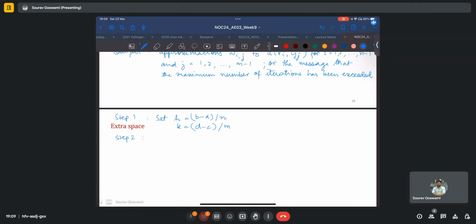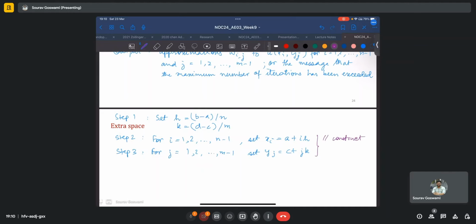Now we'll construct the mesh points. So for i equals 1 to n minus 1, we set x_i equals a plus ih. Similarly, on the y-axis, for j equals 1 to m minus 1, we set y_j equals c plus jk. I'll just comment what this step is doing.